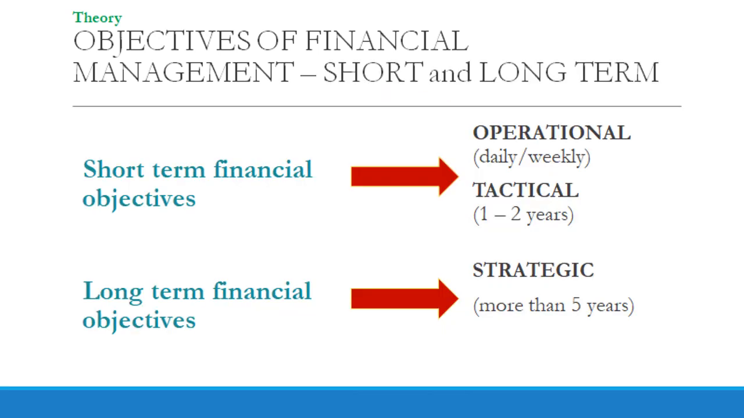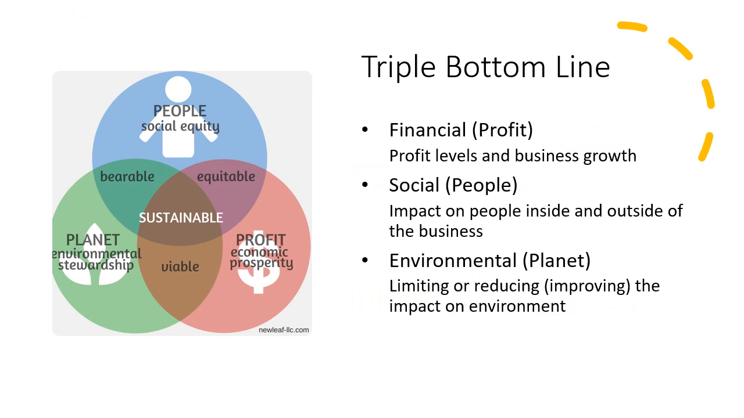The next dot point in your syllabus looks at short-term and long-term financial management. When we're looking at short-term financial objectives, we're looking at operational and tactical. We've looked at this before in Year 11, but operational is your daily and weekly. Tactical is your 1 to 2 years. And then you've got your long-term, which is 5 years or more. What we're looking at here is you start with your 5-year plans and then you work backwards. So what are you going to do day to day to actually get to that long-term goal?